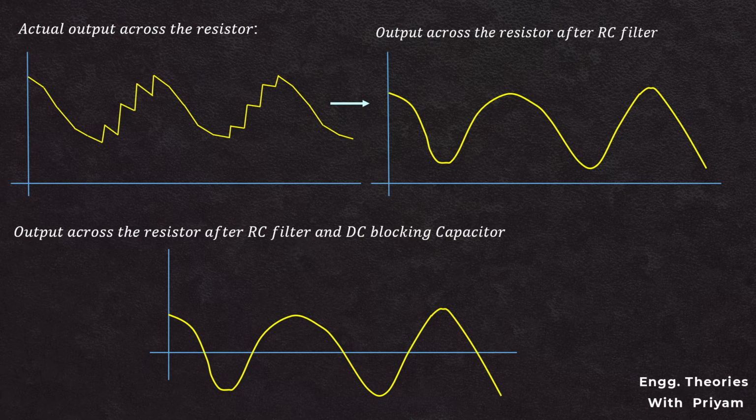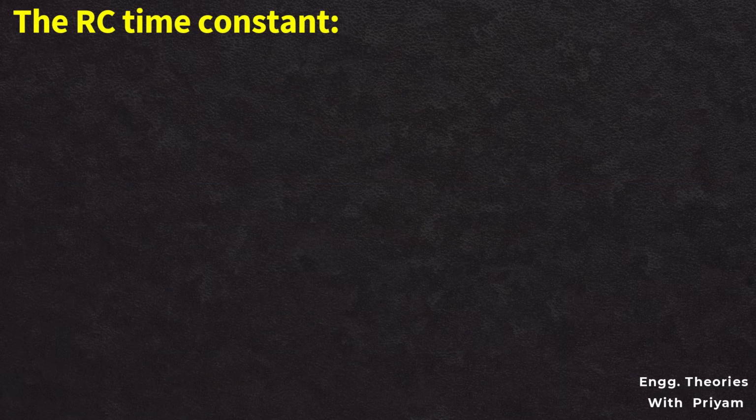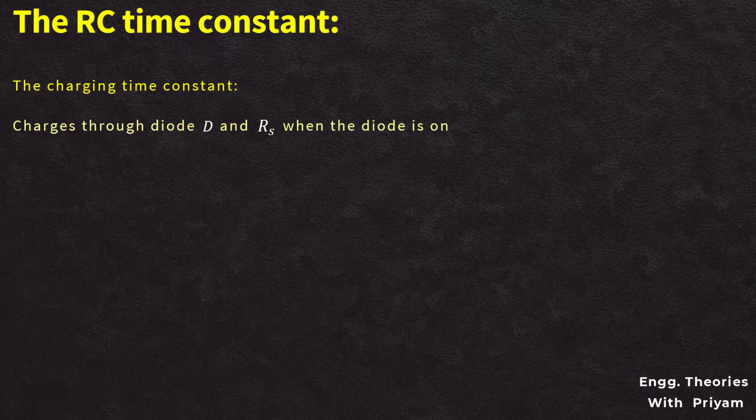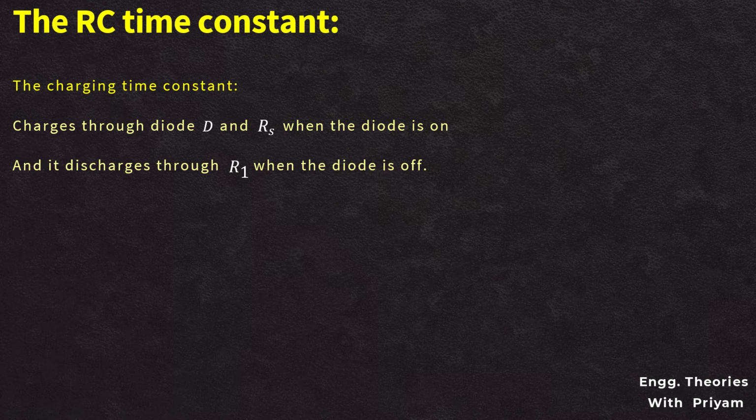Here we have assumed that the diode is ideal and the amplitude modulated signal is applied to the input of the demodulator, which is supplied by a source having the internal resistance Rs. Selection of the RC time constant. As we have previously seen, the capacitor charges through the diode and the resistor Rs when the diode is on, and it discharges through the resistor R1 when the diode is off.